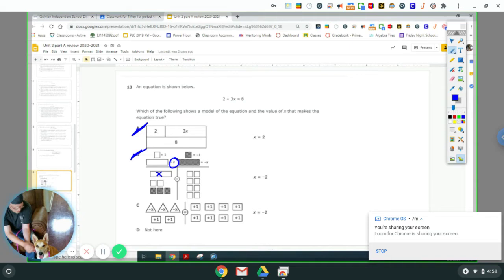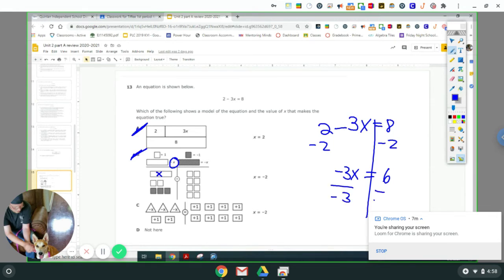C is the closest possible one, so we've got to see if it equals -2. So we're going to solve it. So you're going to do 2 minus 3x equals 8. Subtract 2 from both sides. Yeah, x equals -2. So yes, this has to be the correct answer. Okay.